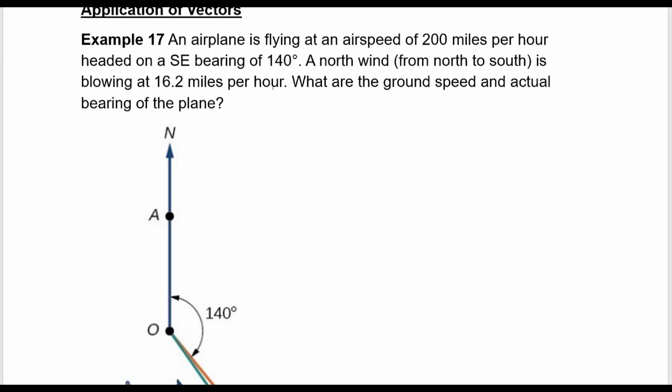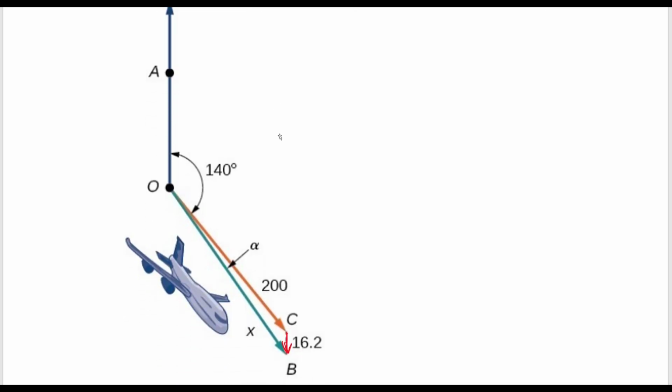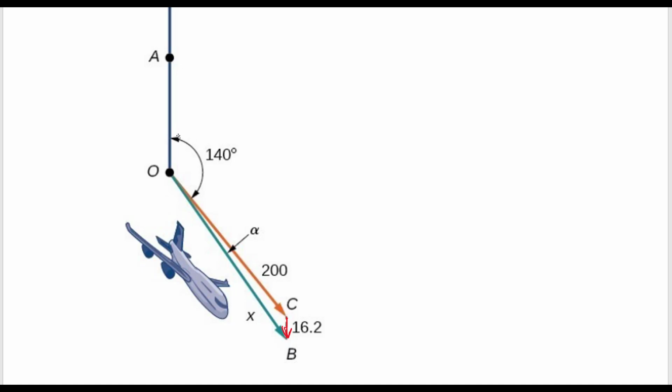What are the ground speed and actual bearing of the plane? Because of the wind blowing, the plane thinks it's doing 140 degrees, but it's a bigger angle than that because the wind is also blowing it. And the resultant speeds are going to be different as well. So we are going to find both parts of this.